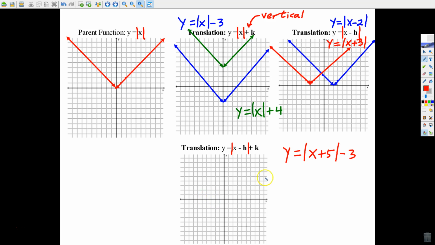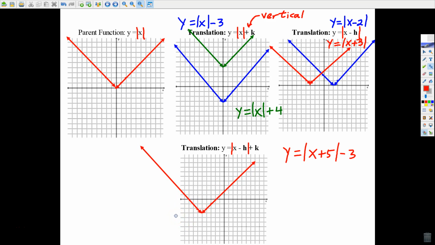And then this minus 3, outside of the absolute value, always indicates a vertical shift, and the great thing about vertical is it's not tricky. Plus means up, minus means down. So Josh, I'm going to go left 5, and then from there I'm going to go down 3. And all the points from the original parent do this same thing. They go left 5, and they go down 3, and that's the result. Any questions so far?